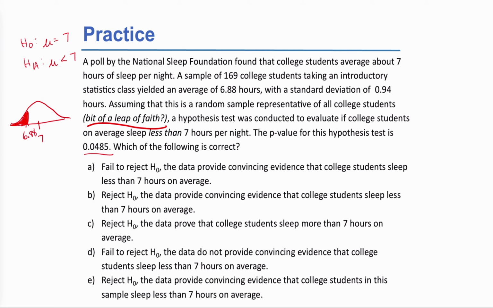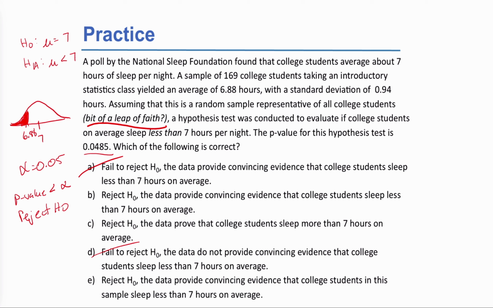Doesn't give us an alpha level here, I don't think, but we'll assume that the alpha is 0.05 because that is by far the most common. So, if our alpha is 0.05 and our p-value is 0.0485, then the p-value is less than alpha. And if the p-value is less than alpha, we reject the null.